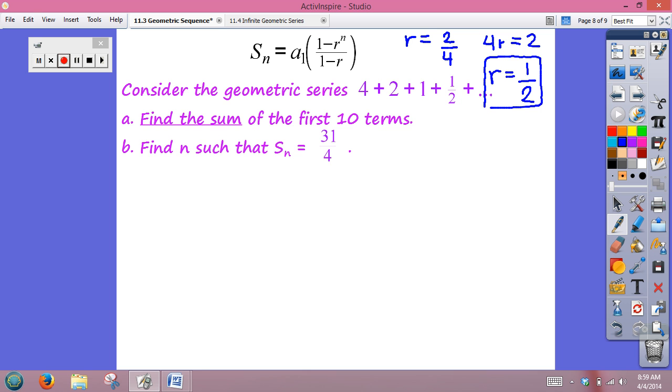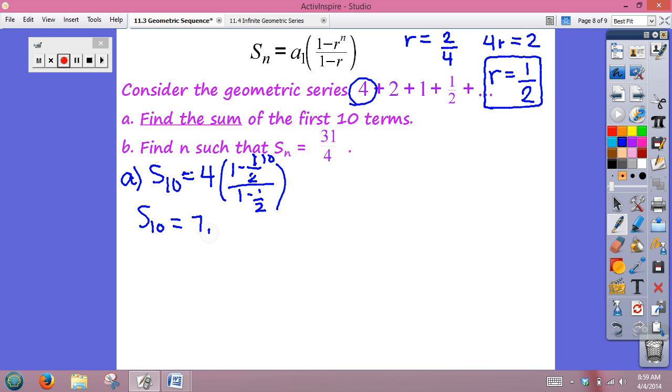We can use this information now and substitute it into our equation to find part A. So we have S10 is going to be equal to a1, which is 4, times 1 minus 1/2 to the 10th power over 1 minus 1/2. So if you plug this into your calculator, we will get S10 equals approximately 9922.